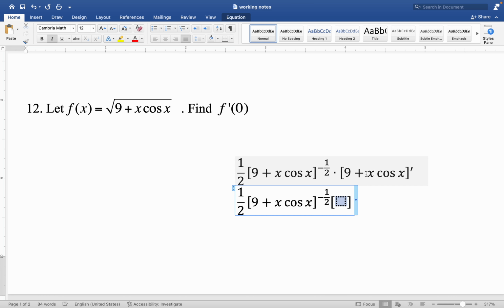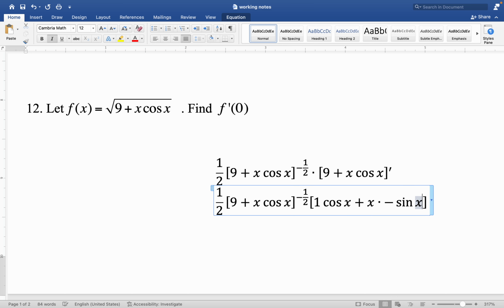So what's the derivative of this? Well, derivative of x is 1, so I just won't write anything. Or maybe I will, whatever. 1 times the cosine of x left alone, plus leave the x alone, and then take the derivative of cosine, that's negative sine, so x times negative sine. So there's the derivative. It just needs to be cleaned up.